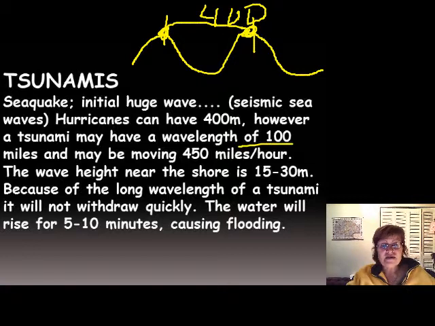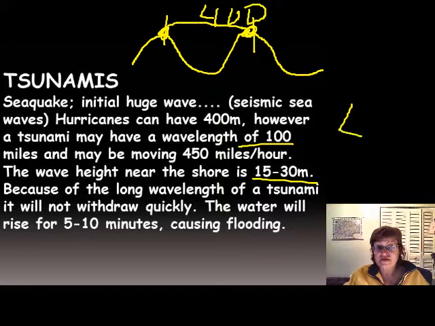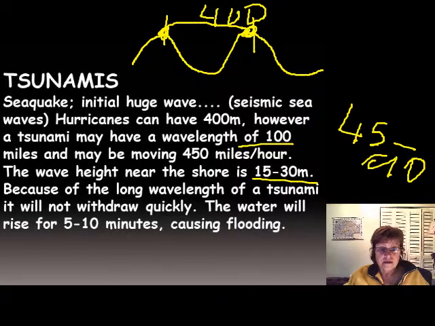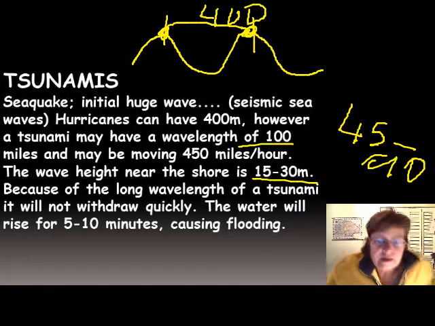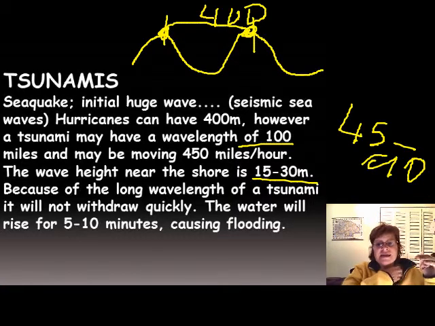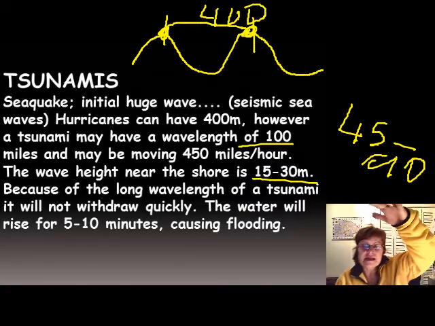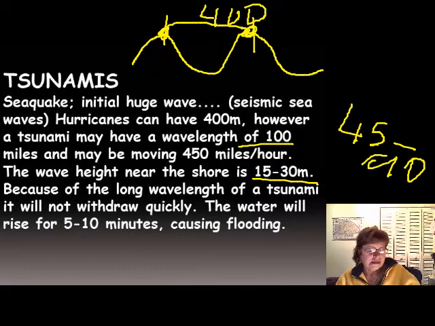The tsunami might have a 100-mile wavelength, and it might move 450 miles per hour. And the wave height at the shore, where it's always higher, could be as high as 45 to 90 feet. The problem with this very high wave height is that with this wavelength and wave speed, there will be rising water for at least 5 to 10 minutes. And if you think about it, 90 feet is really, really high. So this causes a lot of damage.